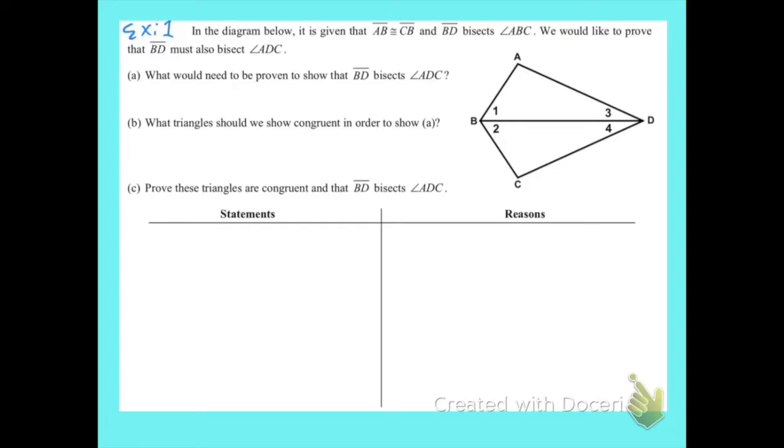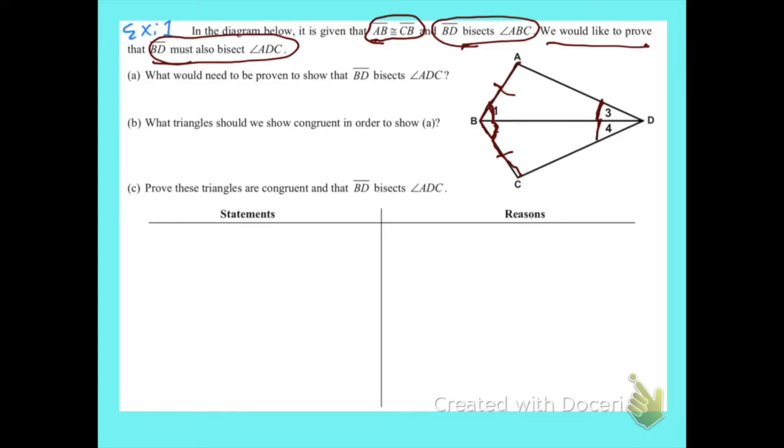So let's do this major example here. Let's read the question. In the diagram below, it is given that AB is congruent to CB, and BD bisects angle ABC. So angle ABC is this entire angle over here, which means that angle 1 is congruent to angle 2. We would like to prove that BD must also bisect angle ADC. What does that mean? I have to show that angle 3 is congruent to angle 4.